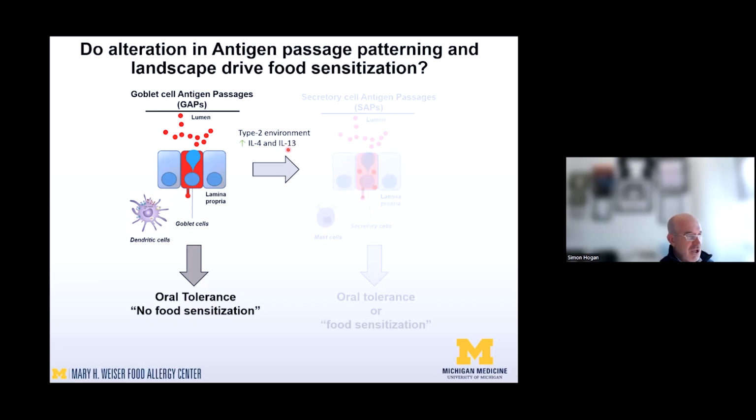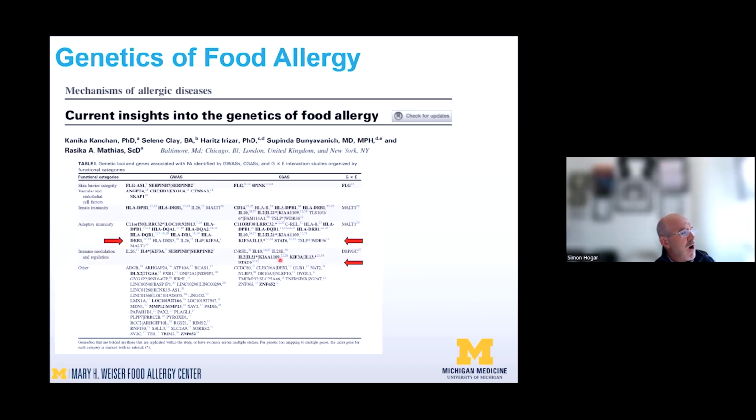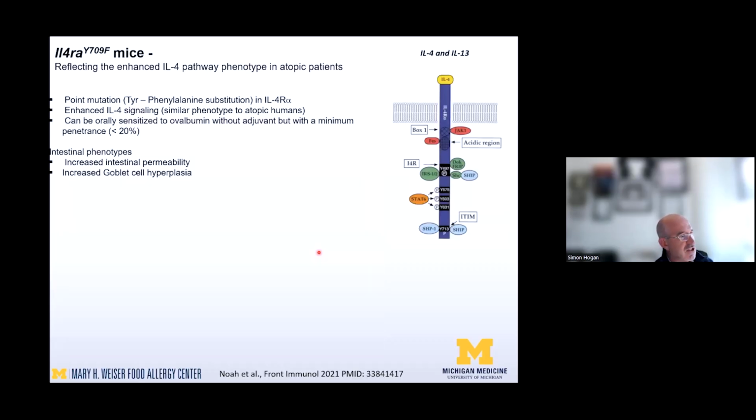So we predicted that, well, if we get a change in the immune environment in the gut, do we transition from GAPs to SAPs? And do these SAPs now be able to alter oral tolerogenic responses versus food sensitization responses? And why we're very intrigued by this is simply because of the fact that a number of the IL-4 receptor family members, SNPs in these molecules like IL-13, STAT6, and IL-4 have been linked with predisposition to food allergy. So we thought that in this context, if you have a SNP or a mutation that have heightened IL-4 signaling, this could lead to a change in your antigen passages and contribute to sensitization.